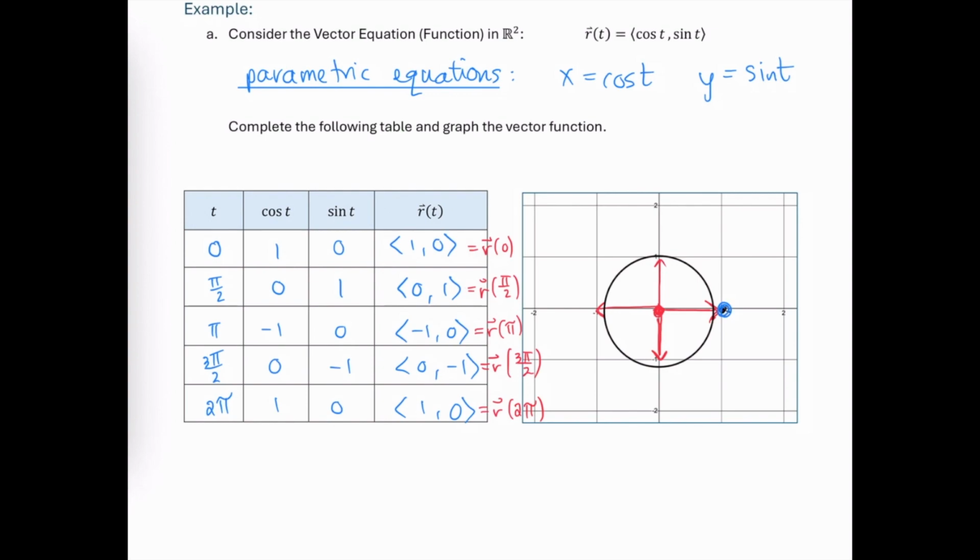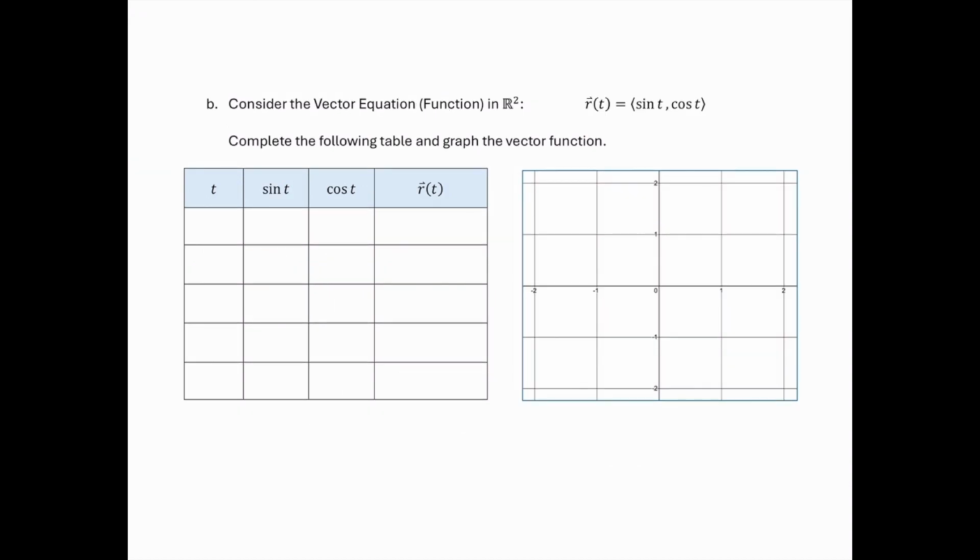Because this was our first ordered pair, and as we increased our parameter value, we traced out the circle in this direction, we would give these orientation arrows. We can think about this as the position when time is equal to 0, the position when time is equal to pi over 2, and as we increase the value of the parameter, the circle was traced out in this direction. So the blue arrows indicate the orientation, or the direction that the curve was traced out. Now let's look to see how things are affected if we change the x parametric equation to sine t and the y parametric equation to cosine t.